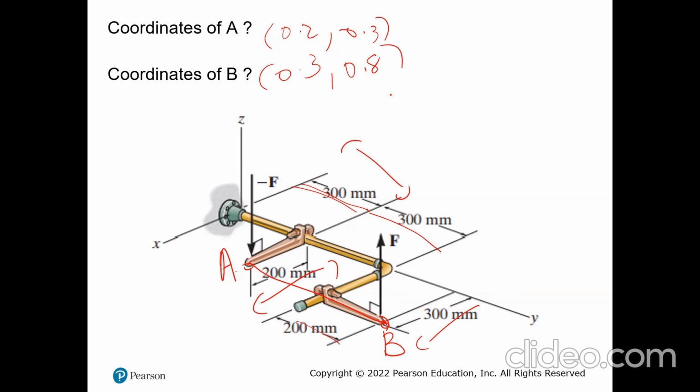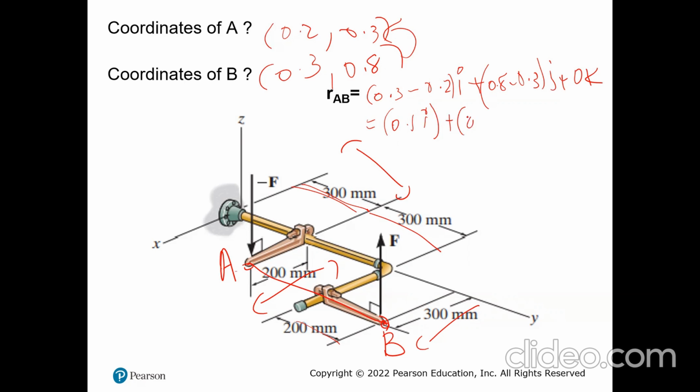So that's my coordinate. So how do I get the position vector from A to B? I subtract the coordinates of A from B. So that's 0.3 minus 0.2 i, plus 0.8 minus 0.3 j, plus 0k because there are no Z components. So that's my r_AB. So the final answer is going to be 0.1i plus 0.5j meters. So that's my position vector.